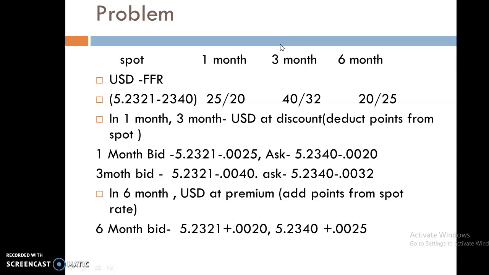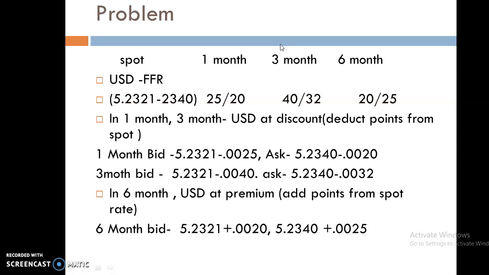So in the forward market, the quotes may not be given directly. Some pips or points will be given in the forward market. From these pips and points, you can calculate the forward rate. So here the question is, from the pips and points, calculate the forward rate for a 1 month contract, 3 month contract and 6 month contract. That's the question given here.